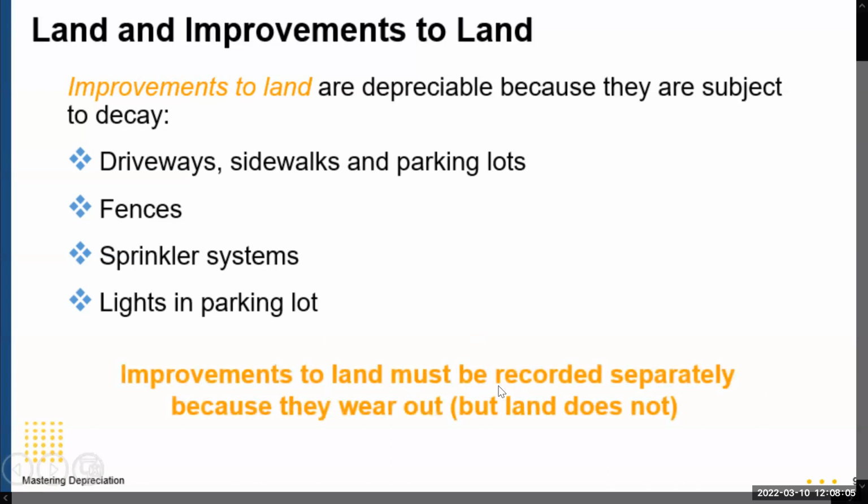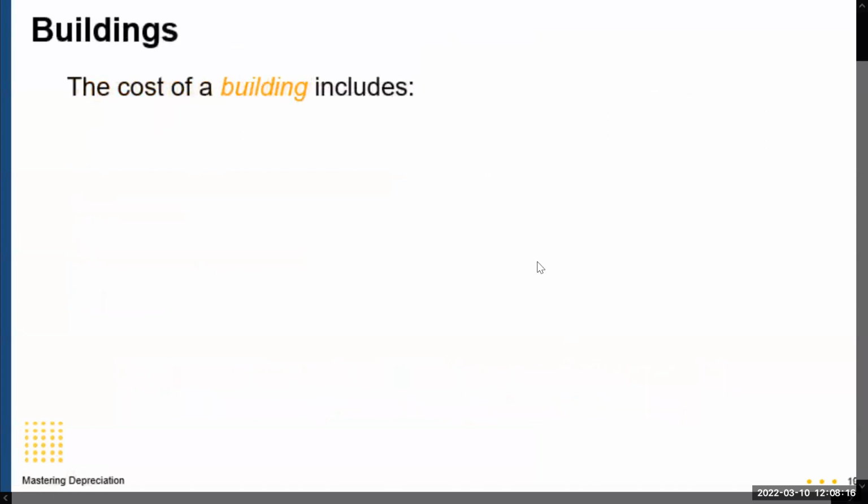So they are recorded separately and wear out, but the land is not. So you just need to keep in mind the difference between the two and think about what wears out and what does not. So that was the land. The building we are going to depreciate.